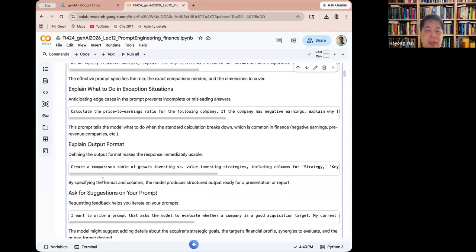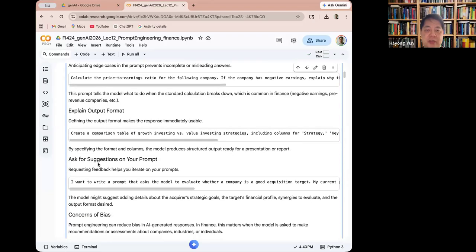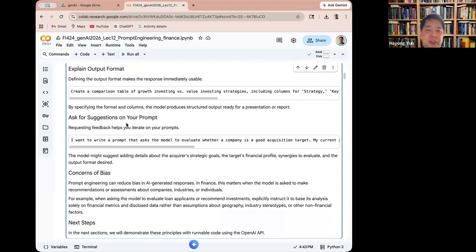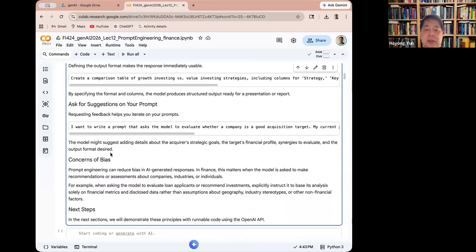And then explain the output format. For example, create a comparison table of growth investing strategy columns. You can give the format, like an Excel sheet. As for suggestions on your prompts, requesting feedback helps you iterate on the prompt. Say I want to write a prompt that asks the model to evaluate whether a company is a good acquisition target. My current prompt is: is this company a good acquisition target? How can I improve it? And it might actually suggest better things.